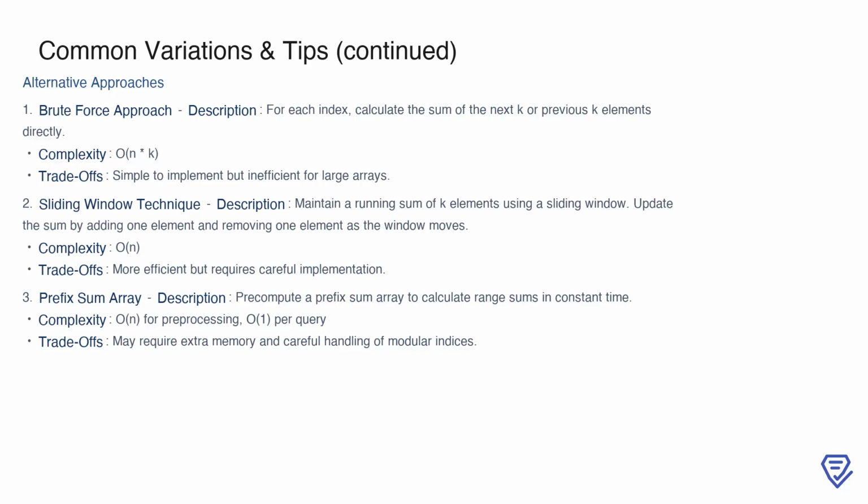Another option is the prefix sum array. In this approach, you pre-compute a prefix sum array, which allows you to calculate range sums in constant time. While this method also has an overall complexity of O(n), it may require additional memory and extra care when dealing with circular indices. Each of these approaches has its own trade-offs, so the choice depends on the specific constraints and requirements of the problem.